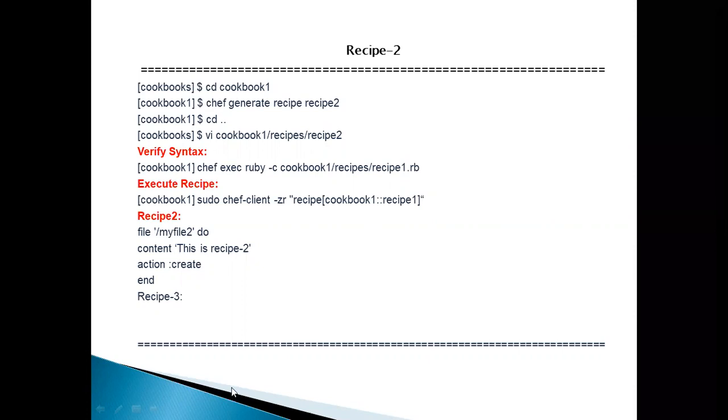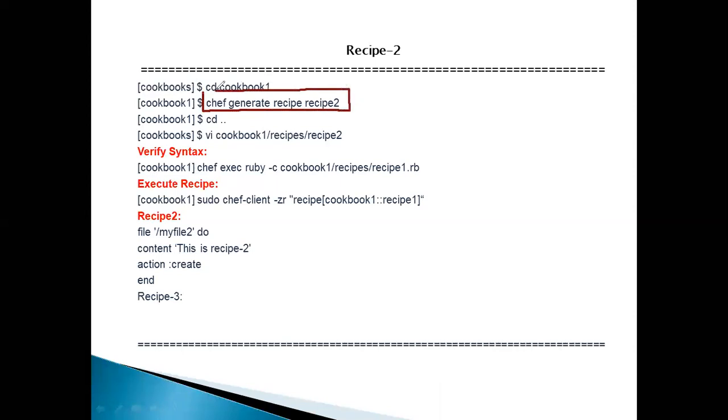So far, we have discussed how to create a cookbook and how to create a recipe in AWS. I want to move forward with the same. For generating a cookbook, you have to give the command chef generate cookbook and the cookbook name. And the same for a recipe. If you want to create a recipe, you have to give the same command, chef generate recipe, and then the recipe name. In my case, I give the recipe name recipe 2 here.